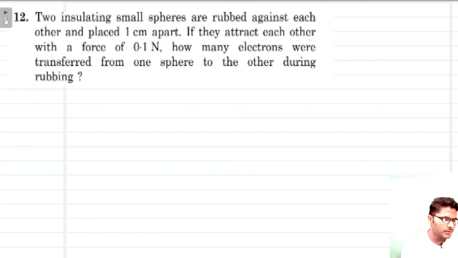Two insulating small spheres are rubbed against each other and placed 1 centimeter apart. If they attract each other with a force of 0.1 newtons, how many electrons were transferred? So you have been told about the force. Force should be equal to k q1 q2 over r square.